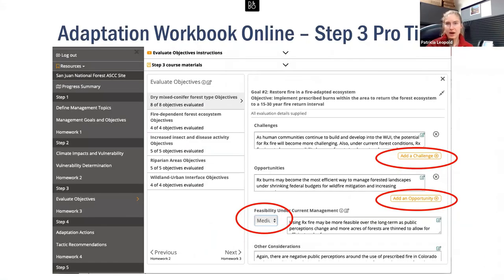Okay, and here are those text boxes that I mentioned. This is just kind of a view of the online tool. You can see where you can click to add a challenge or add an opportunity, and then where you can rate the feasibility. So high, medium, or low for each of those.